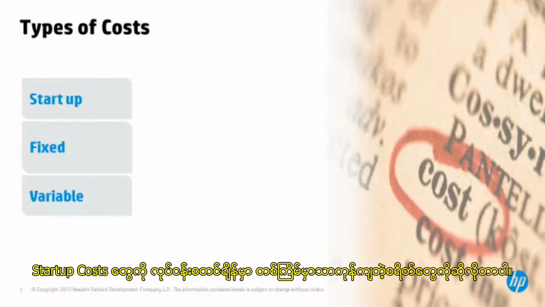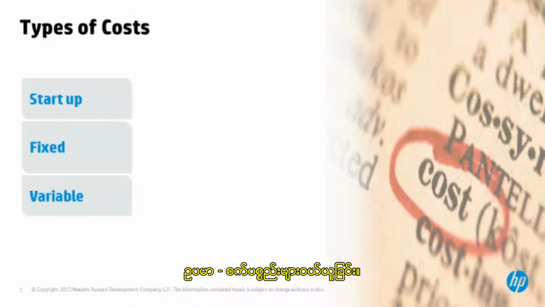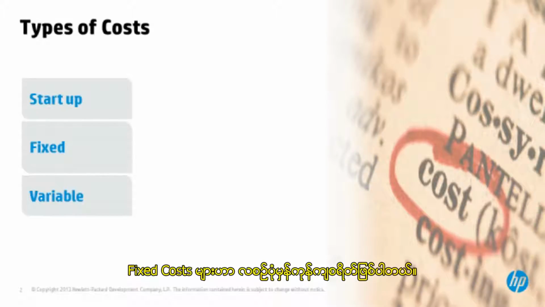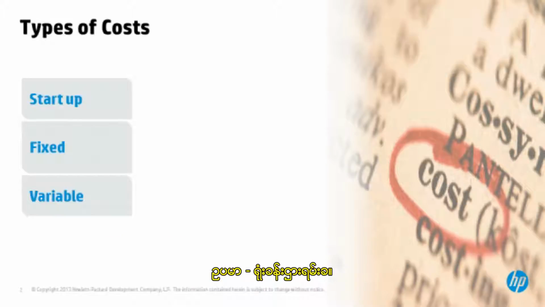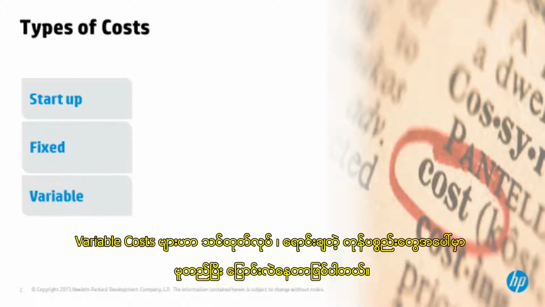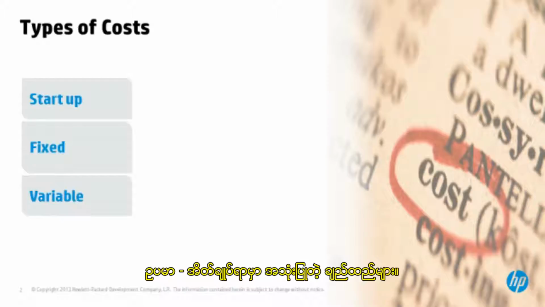Startup costs are incurred during the beginning and are one-time expenses, for example, buying machinery. Fixed costs recur every month, stay the same, and are often regulated by an agreement, for example, office rent. Variable costs change depending on the number of items you produce or sell, for example, fabrics used in making bags.